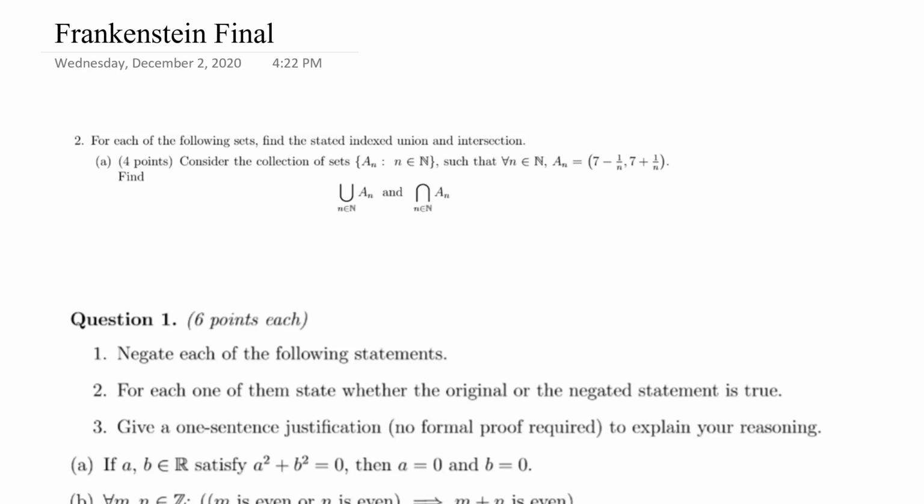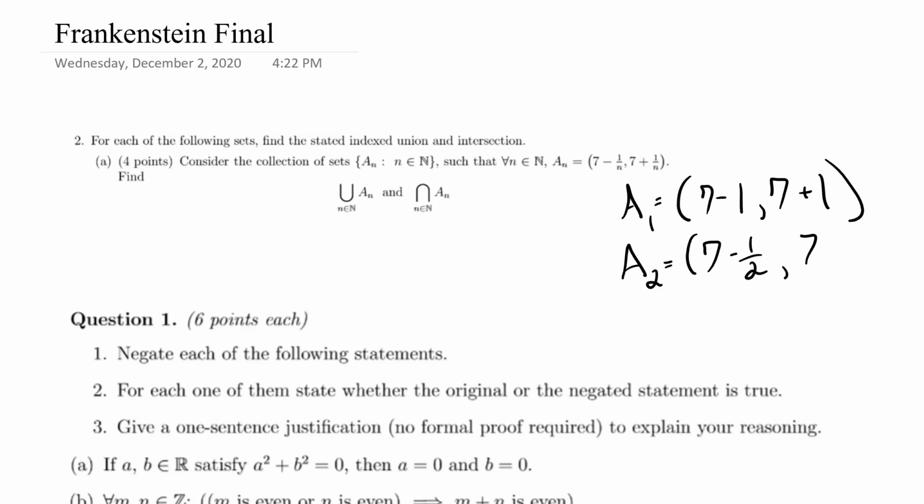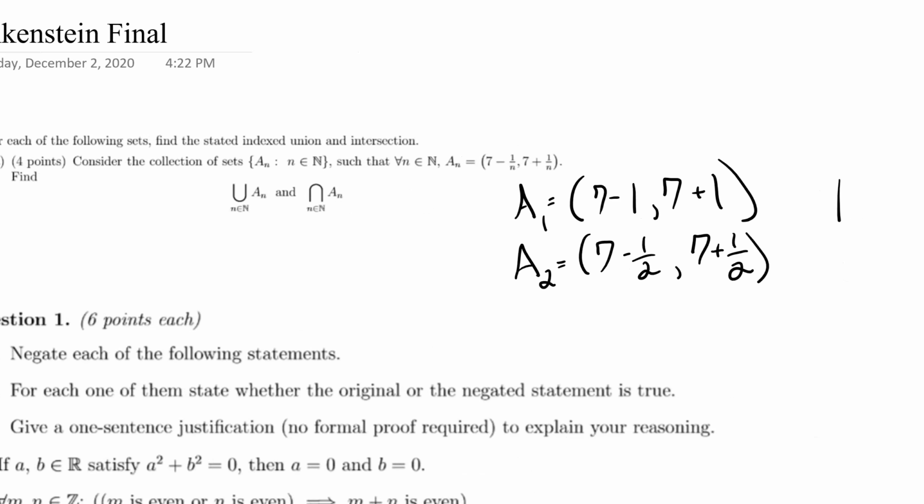Okay. For each of the following sets, find the stated index union and intersection. So I don't think I have to do a proof for this, or else it'll definitely be worth more points. Alright, so let's see. I often tell you to do maybe the first few iterations. So what do we get? We get 7 minus 1, 7 plus 1, A2: 7 minus a half, 7 plus a half, and I'll keep going on like that.